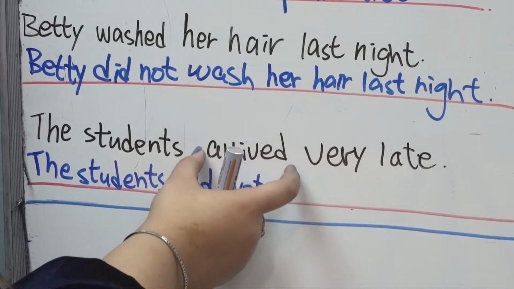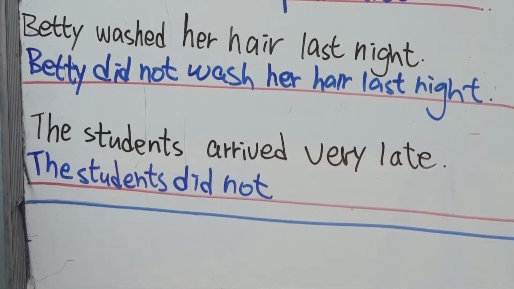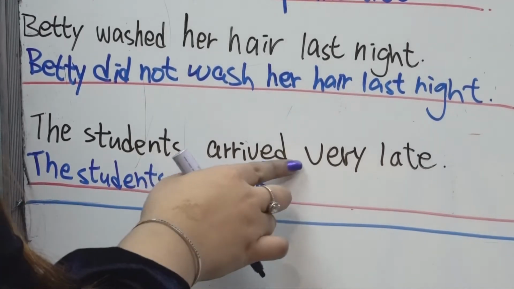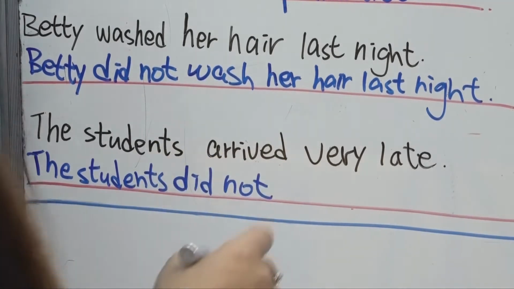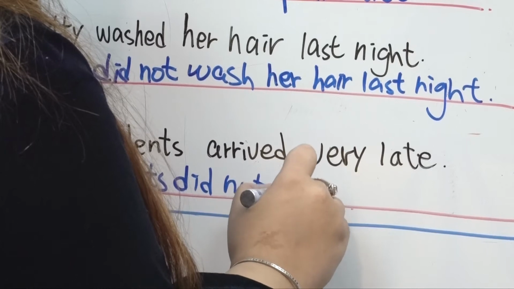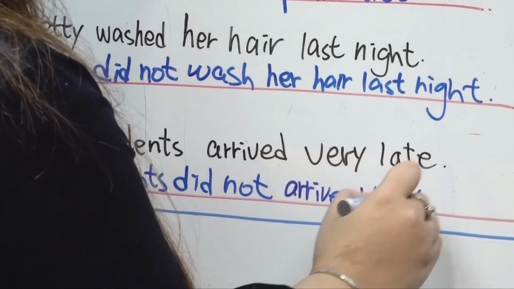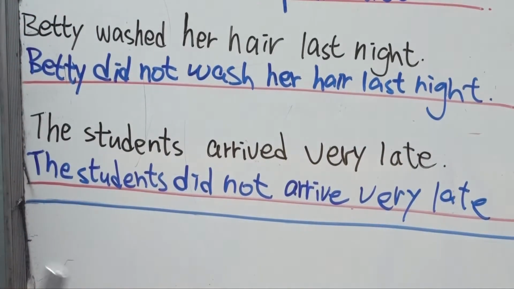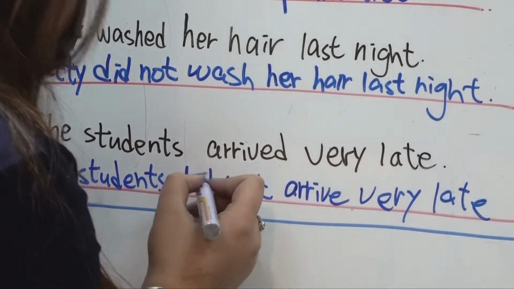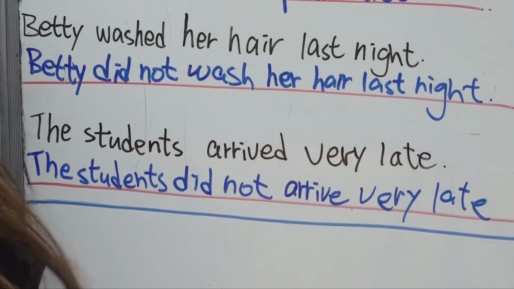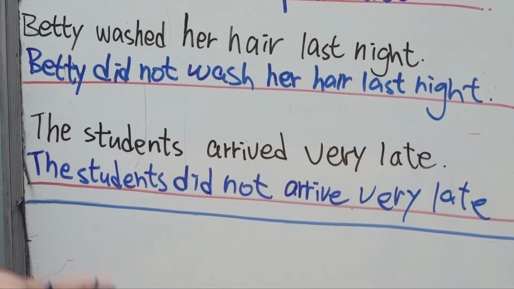Arrive. The original form of arrived ends with E, right? Arrived ends with E. So we just cross out the D. Did not arrive. Okay? Very late, as always. So remember that whenever we have to say a negative sentence in the past, we add did not and infinitive. Alright? Understand? Good job. We are done with the revision.